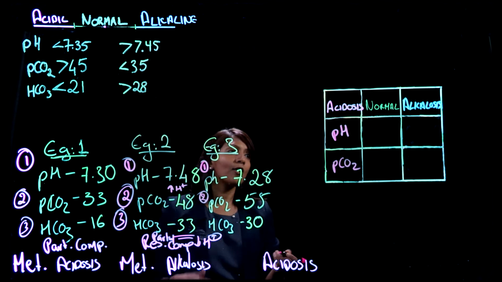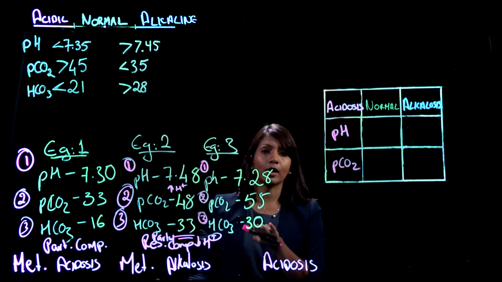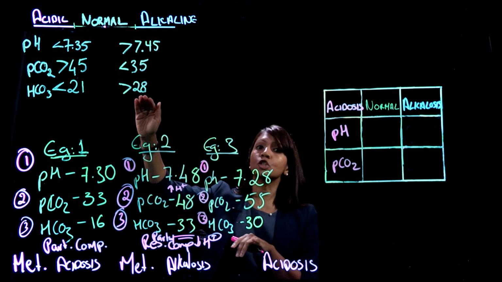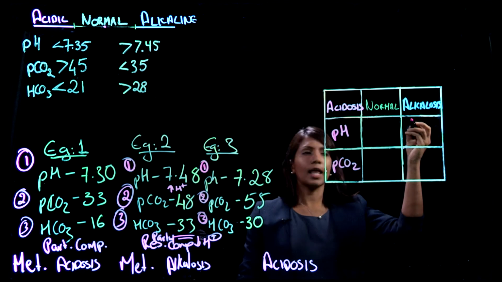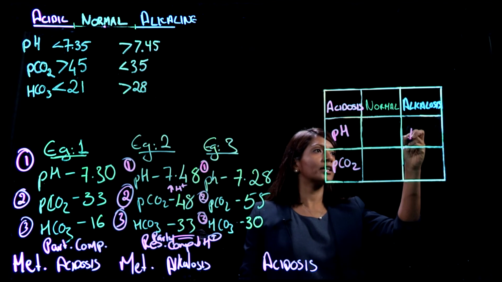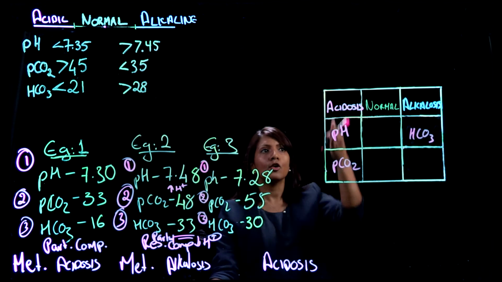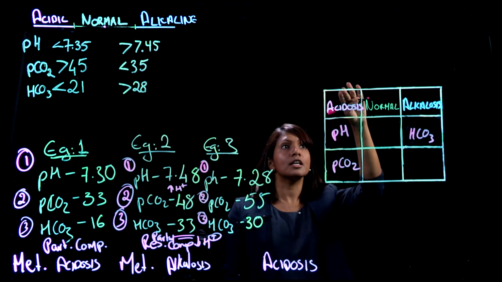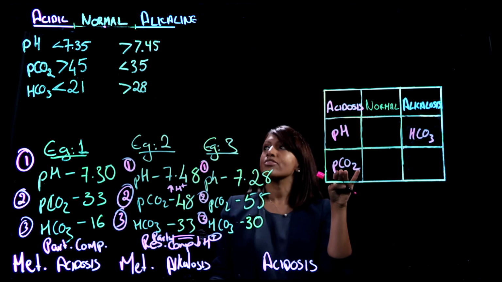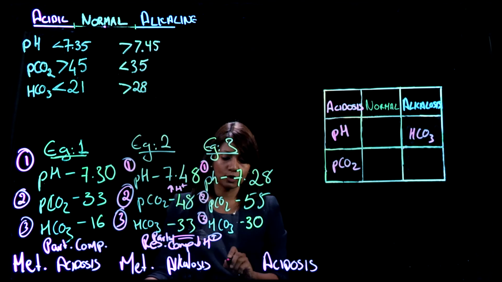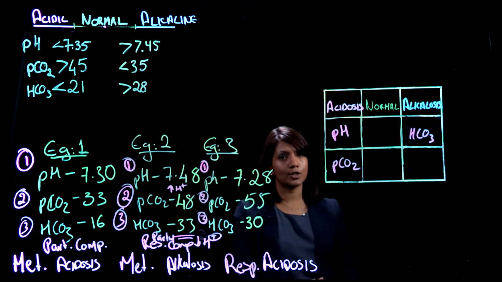Okay, so now step 3 is to look at the bicarbonate. Bicarbonate is 30. 30 is greater than 28. Therefore, this is alkaline. So HCO3 is alkaline. So using the tic-tac-toe method, we know the acidosis is now caused by the respiratory component. So the initial problem here is respiratory acidosis.